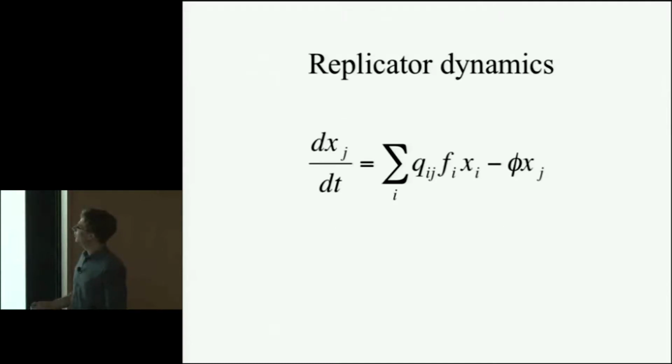Okay, so a standard model that's used to look at the influence of selection and mutation in biology is something called the replicator dynamics. And this is a relatively hairy looking equation, so we can unpack it a little bit.